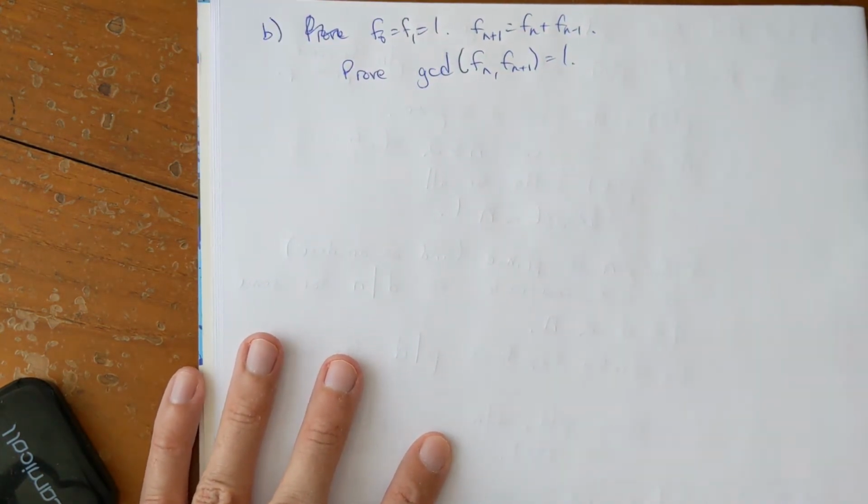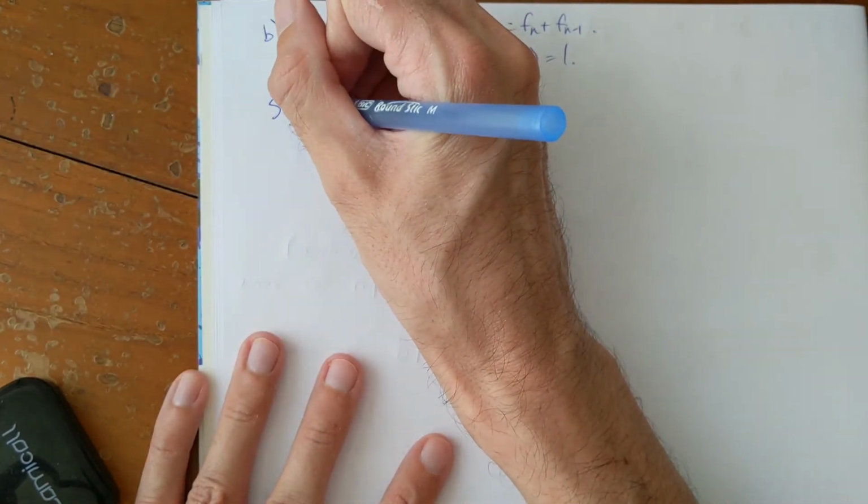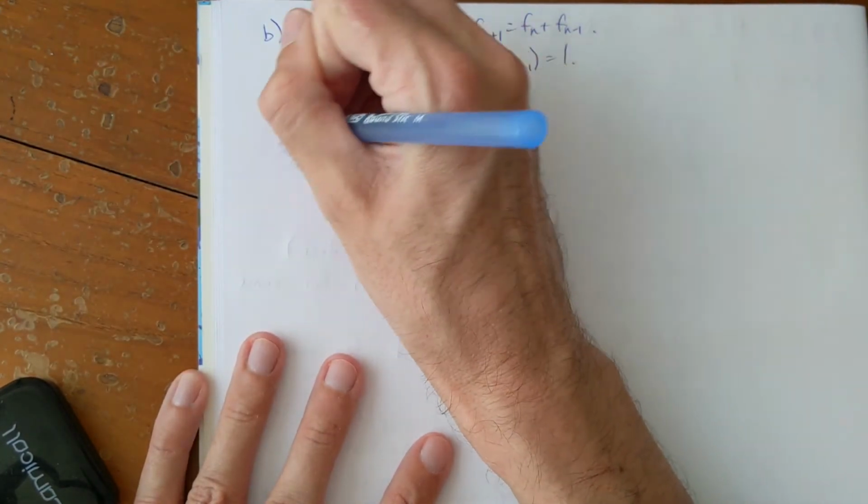Okay, so let's try some proofs. For some proofs, it's more natural to use a well-ordering principle, and for some proofs it seems more natural to do something else. Okay, let's prove this. Solution.